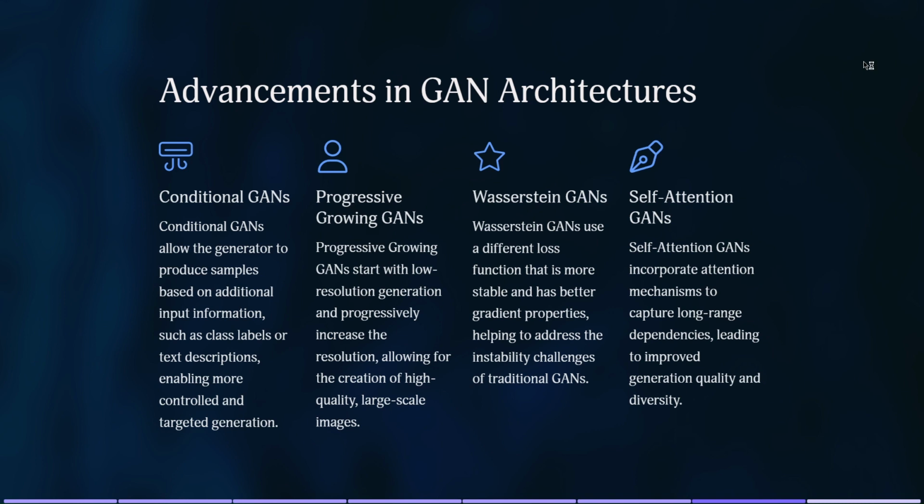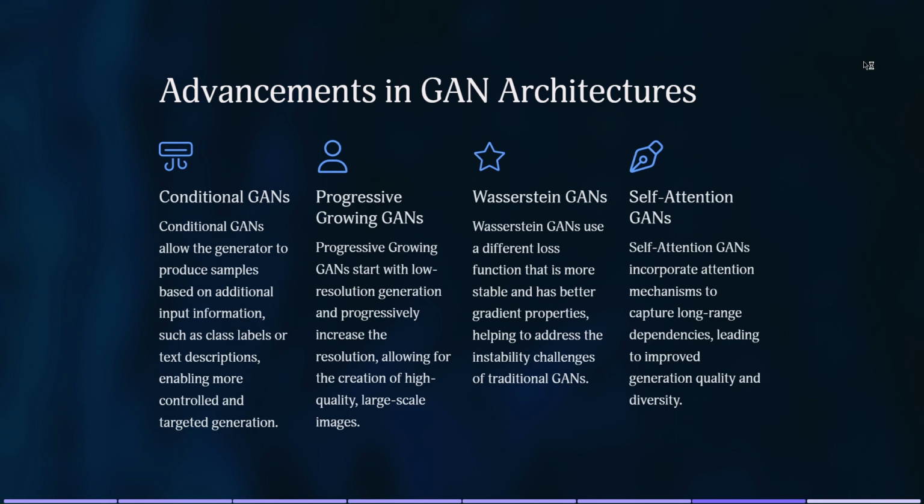Advancements in GAN architectures. Conditional GANs. Conditional GANs allow the generator to produce samples based on additional input information such as labels or text descriptions, enabling more controlled and targeted generation. Progressive growing GANs. Progressive growing GANs start with low resolution generation and progressively increase the resolution, allowing the creation of high quality large images.